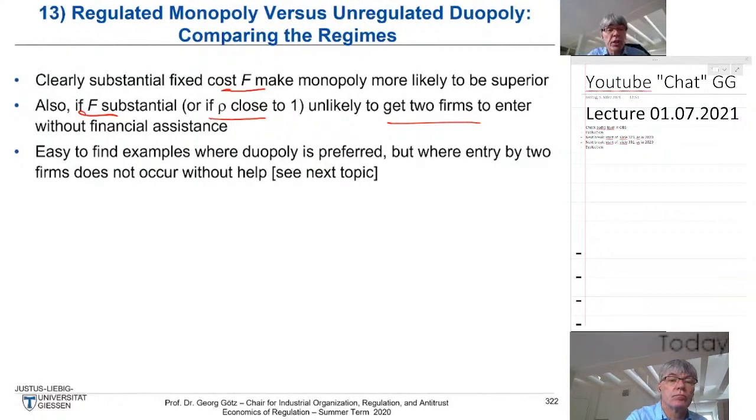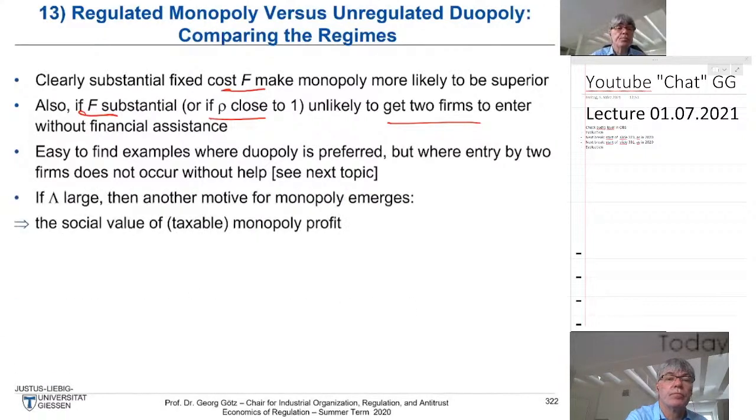And so the problem is, you get many examples there. Duopoly would, in principle, give you a better result, but actually never two firms would enter. And that's what we will discuss also in more detail below.